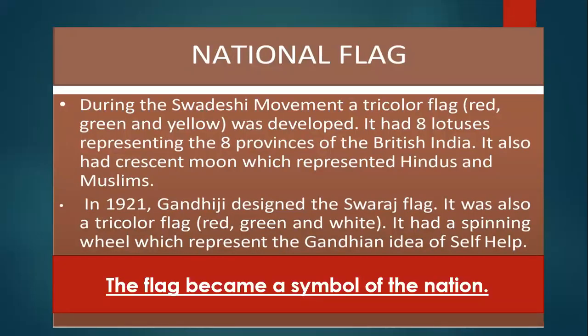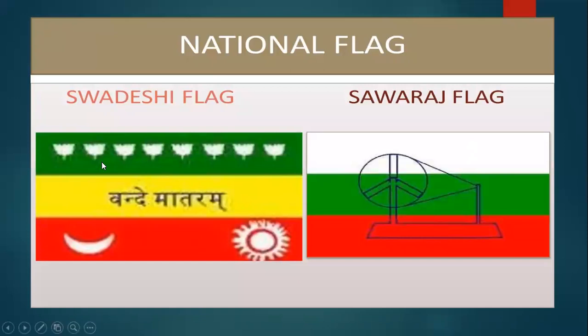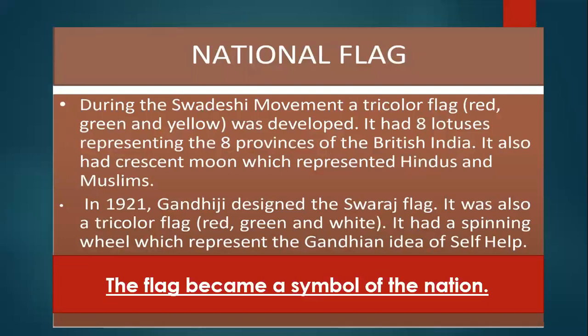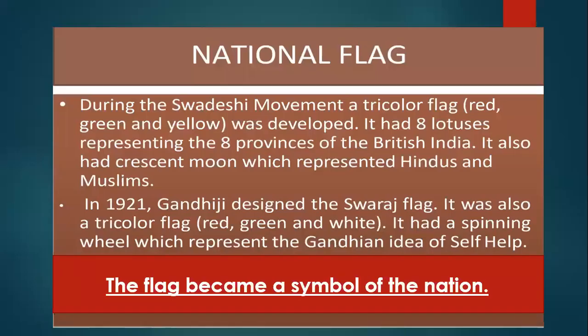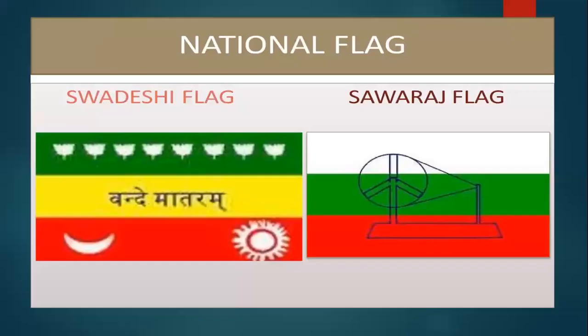Then came the national flag. During the Swadeshi movement we also had a national flag, but it looked a little different. This is the way it looked. It had 8 lotuses representing the 8 provinces of British India, and it also had a crescent moon and a sun, showing Hindus and Muslims. Then Gandhiji introduced the Swaraj flag in 1921, and it had the spinning wheel in the middle, which showed Gandhiji's idea of self-help, and now we have the Ashoka Chakra in the middle.